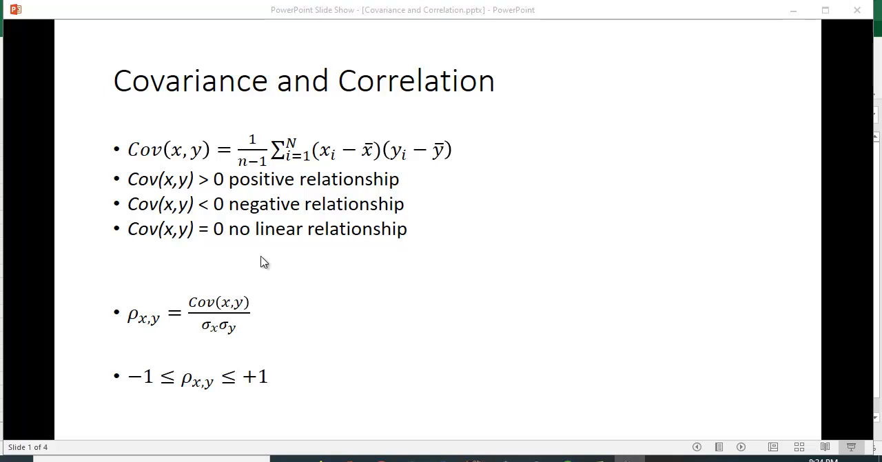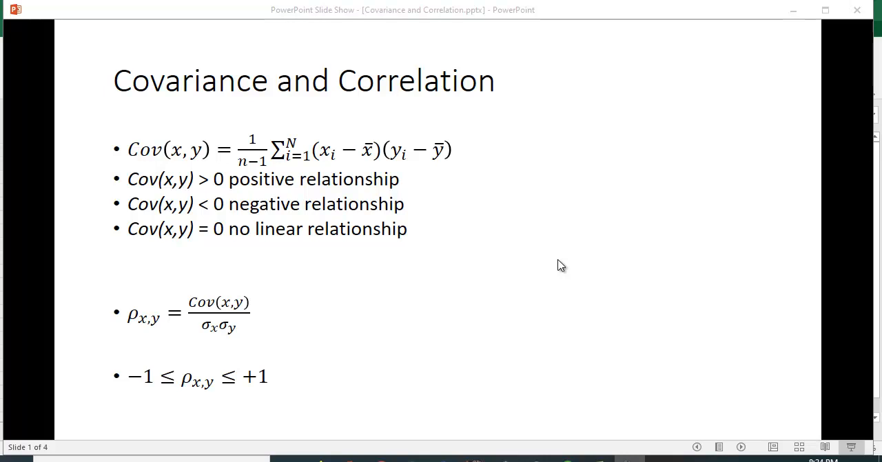You can also have the case where the covariance is zero, that there's no linear relationship. There may be some kind of relationship, but it's not linear. So, sometimes x is doing better than average, y is doing better than average. Sometimes x is doing better than average, y is doing worse than average. Okay, can't really figure anything out.